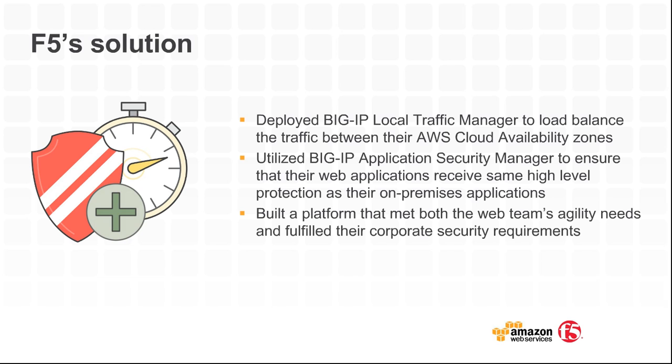So again, they deployed BIG-IP Local Traffic Manager to load balance the traffic between their AWS availability zones. They used Application Security Manager, which is the web application firewall. I've tried quite hard not to talk about too many F5 product names in here because they do get rather long and hard to remember. But they basically built the same thing they had using LTM and ASM in Amazon. They were able to replicate what they had on site.